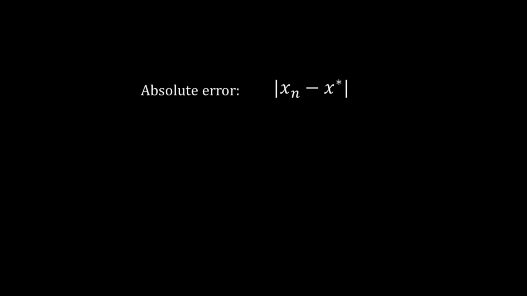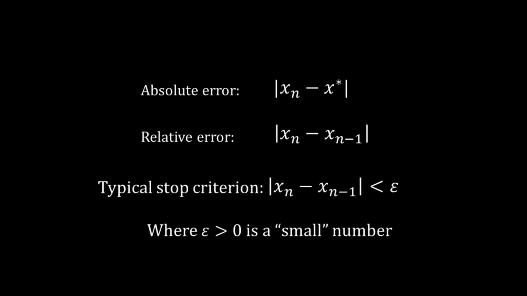We can measure how close we are to convergence by, for example, the absolute error, which is the error between the real solution and our approximation after n iterations. Note that we can't compute this quantity since we don't know x star. Another option is a relative error, which is the error between two consecutive iterations. Hopefully, as the algorithm advances and we start converging, these errors will become smaller. Then, a typical stop criterion would be to iterate until this relative error is less than some small number.